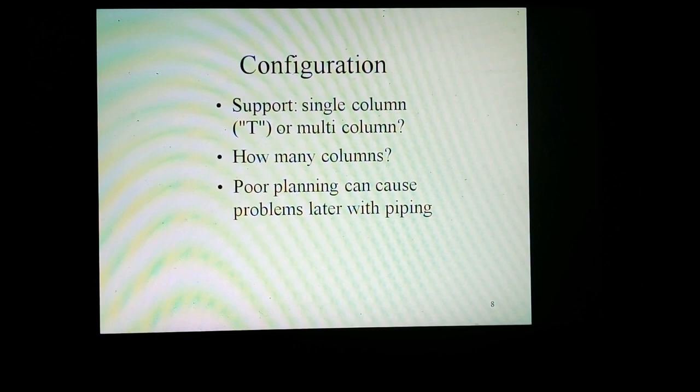A second part of the configuration issue affects pipe racks in the process units themselves. This is the question of whether or not the pipe rack will support equipment such as air coolers, fin fans. Another part of configuration is the issue of intersections. Poor planning on this issue can cause problems later with the piping.